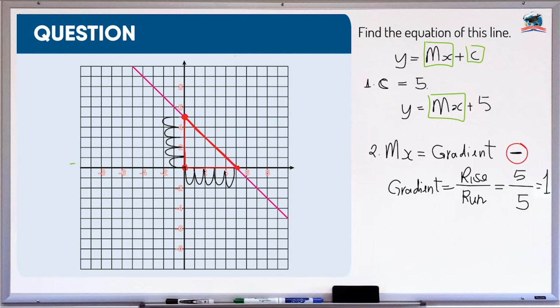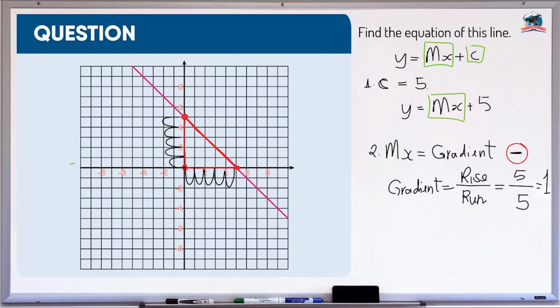Now let's put it in. y is equal to mx plus c. We know that our c is 5, so plus 5, and our gradient is 1. We put the x in and our y. We can't leave our answer like this. You don't leave it as 1x, you leave it as x. When the value in front of the x is 1, you don't write it. So we have x plus 5.